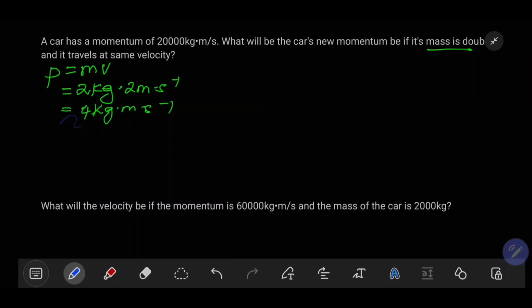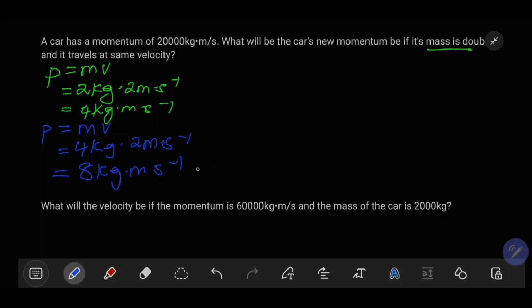So if we double the mass, we're going to have P is equal to mv. When we double the mass, the new mass will be 4 kg. Then we keep the velocity at 2 meters per second. And then our new momentum will be 8 kg meters per second. So can you see that when we double the mass, then the momentum also doubles?